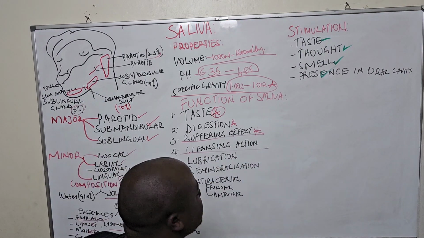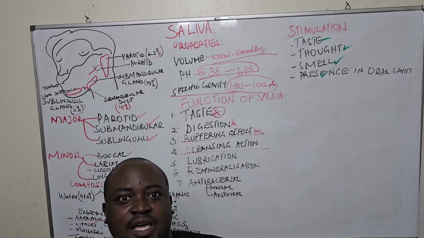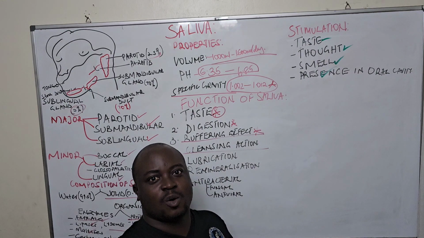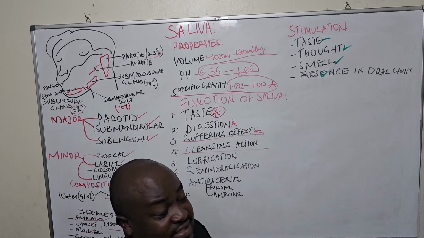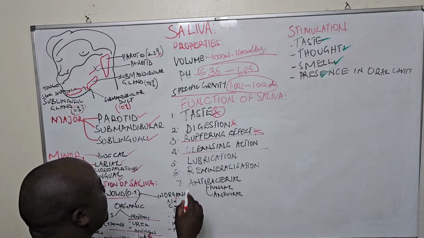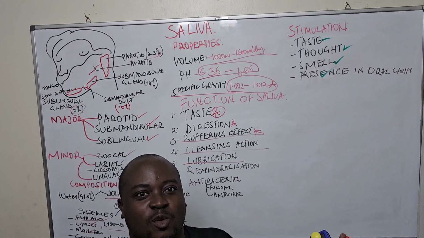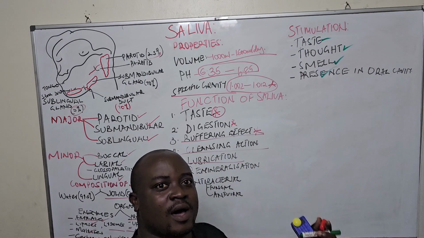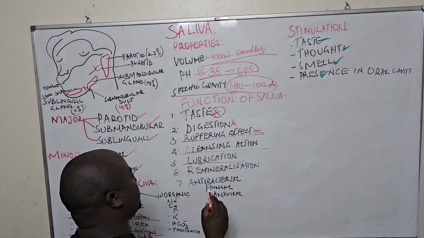Cleansing action. The importance of saliva is that the moment we have saliva in the oral cavity, it can also cleanse, reduce the amount of food in the oral cavity. Saliva is important. Lubrication. As we are talking, it helps to lubricate the what? To moisten the oral structures and enable functions of the oral cavity to take place very well.